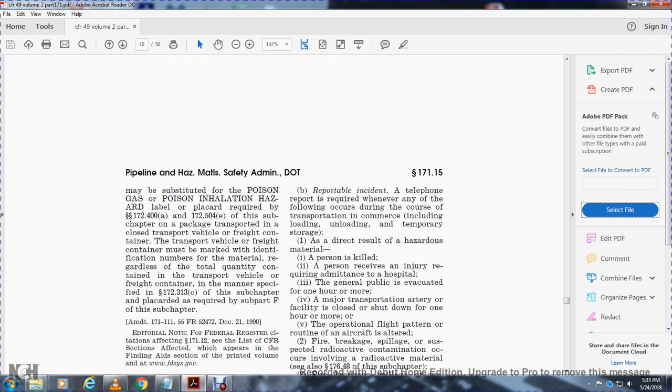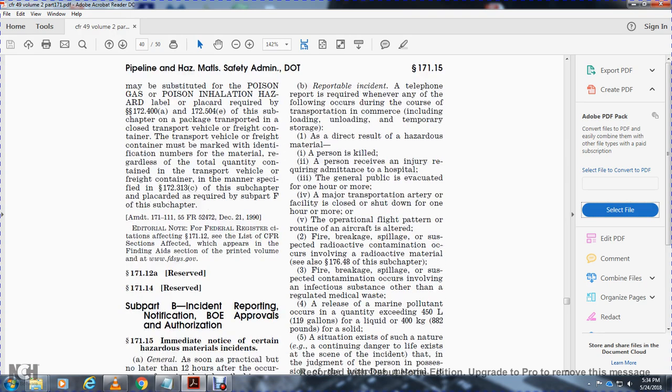172.500E of the subchapter. A package transported in a closed transportation vehicle or freight container must be marked at the end of the transportation vehicle or freight container with the identification number for the material as required, regardless of the total quantity. The transportation vehicle or freight container is marked as specified in 172.313(c) of the subchapter. A placard is required, subpart F of the subchapter.